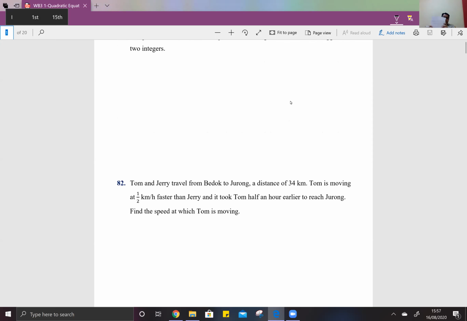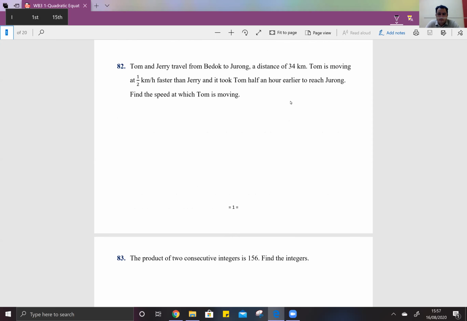Tom and Jerry travel from Bedok to Jurong, a distance of 32 kilometers. Tom is moving at half a kilometer per hour faster than Jerry, and it took Tom half an hour earlier to reach Jurong. Find the speed at which Tom is moving. So do we have to use the speed equation? Can you zoom in a little bit, Amira? It's better for us.